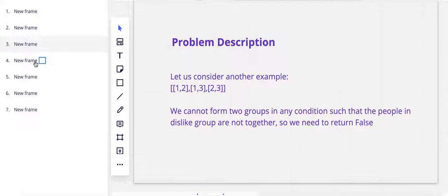So I think the problem statement is clear. You can find the problem description in the link given below.